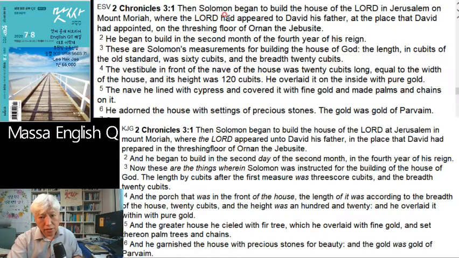Then Solomon began to build the house of the Lord in Jerusalem on Mount Moriah, where the Lord had appeared to David his father, at the place that David had appointed on the threshing floor of Ornan the Jebusite. Verse 2. He began to build in the second month of the fourth year of his reign. Verse 3.